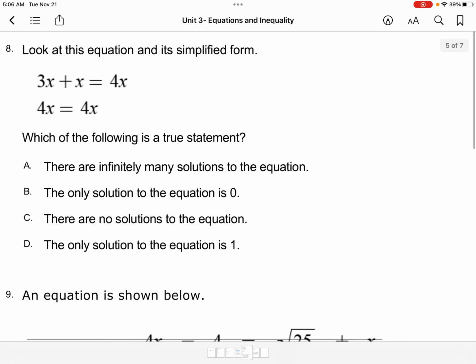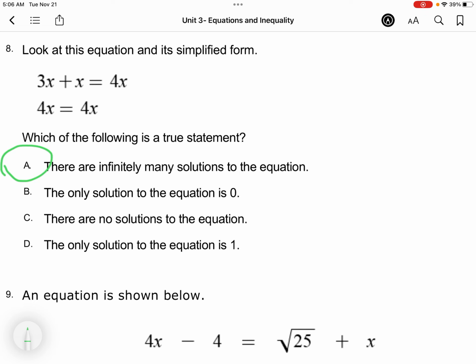All right, they want us to look at this equation in its simplified form, which is the following true statement. So 3x plus x equals 4x, so 4x equals 4x. So that means there are infinitely many solutions. So it means the answer is A.